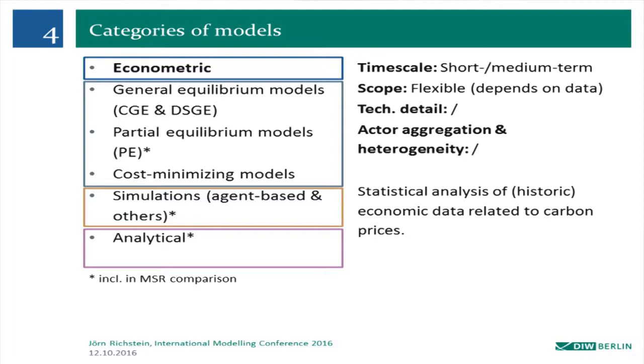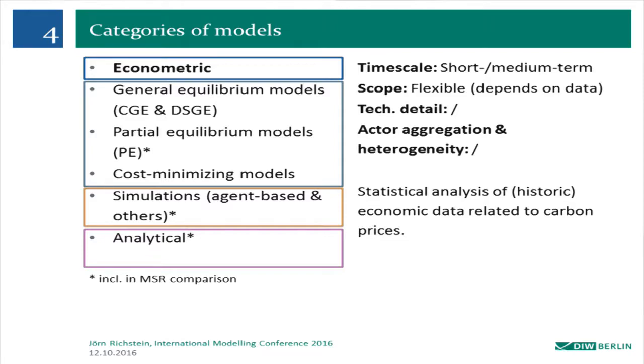So econometric models are basically just a statistical analysis, although sometimes a very elaborate analysis, of historic economic data related to carbon prices. Usually these are more used for short to medium term analysis. Of course, you can also apply statistical analysis over the last decades. However, you need to have a very good data set. So you would need to have some years of past data to actually start with a more interesting type of analysis. The scope is very flexible. It depends on the data. And we're actually not modeling in rich technical detail. This is not really applicable.